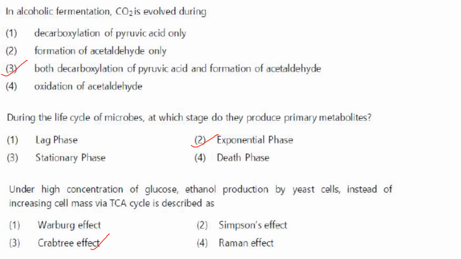During the life cycle of microbes, at which stage do they produce primary metabolites? So it is during the exponential phase. Answer is option 2. Then next one. Under high concentration of glucose, ethanol production by yeast cells instead of increasing cell mass via TCA cycle is described as... So there is a high concentration of glucose. Ethanol is produced by yeast cells instead of increasing cell mass via TCA cycle. They go for ethanol production. So what is this called? It is called the Crabtree effect.